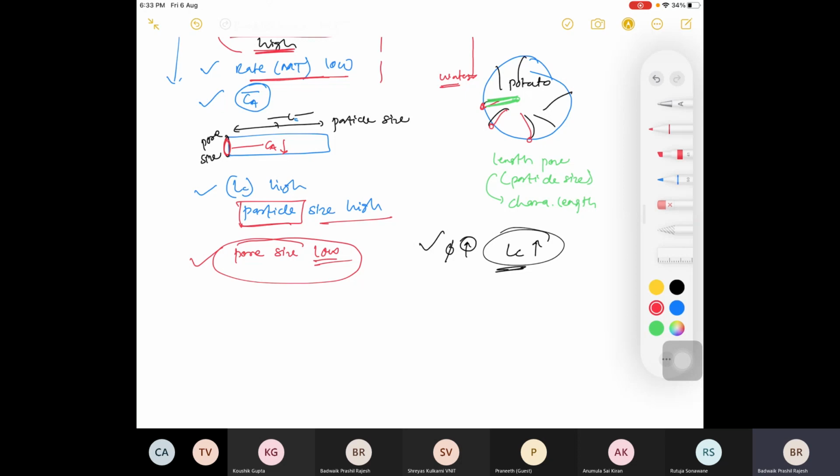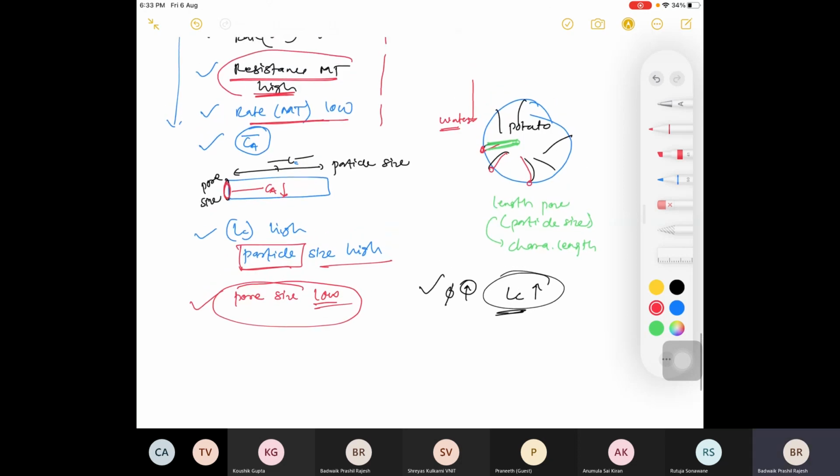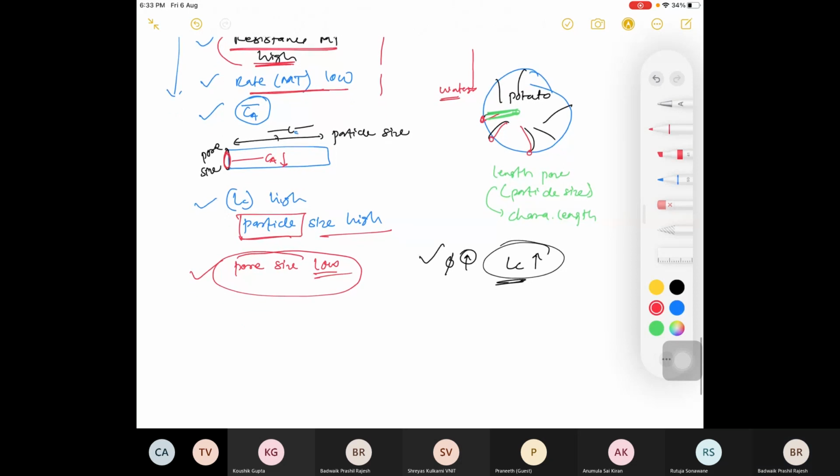And even if we compare, the rate of reaction is high in the case of the high pore diffusion resistance regime because your activation energy becomes half, right? Activation energy becomes half. What remains?